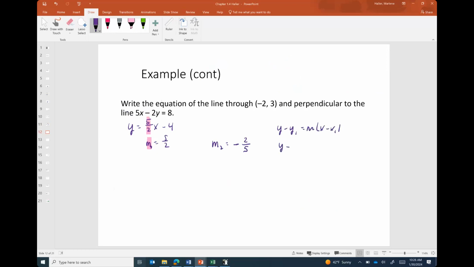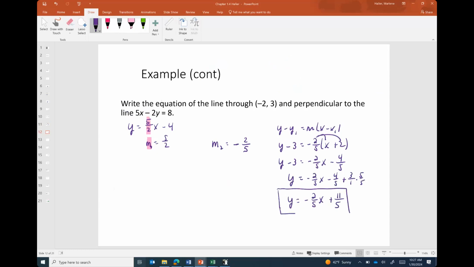And we'll have y minus 3 is equal to -2/5 times x minus -2, or x plus 2. All right, solving for y, we have y minus 3 equals -2/5 x minus 4/5. Add the 3. So y is -2/5 x minus 4/5 plus 3, which we need to convert to fifths. Multiply by 5/5. So then y equals -2/5 x, and we have -4/5 plus 15/5. So that'll be plus 11/5. And there's the equation for our perpendicular line.